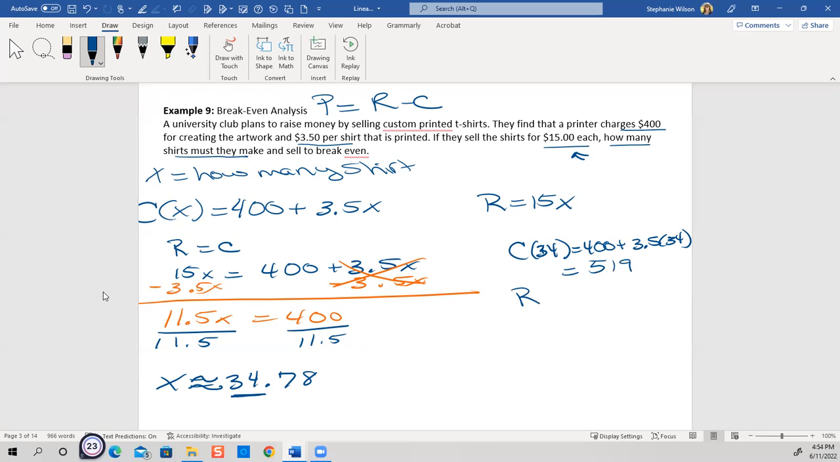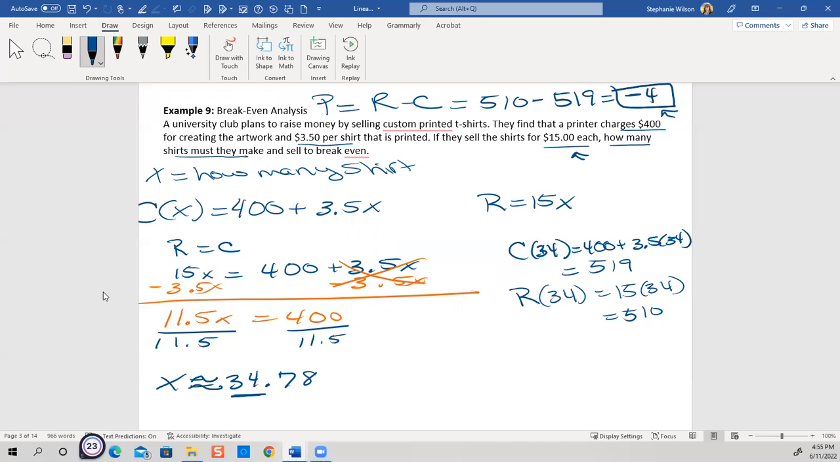And then I'm going to take it and plug it into the revenue. And I get, yes, 510. All right, so if I take R minus C, I take that 510 minus that 519, well, I got a negative 9. That's a loss. That's definitely not a break even. So 34 is not my number, but it's a small loss.